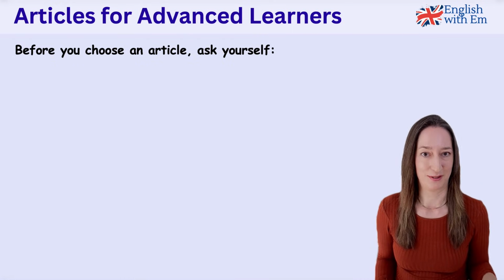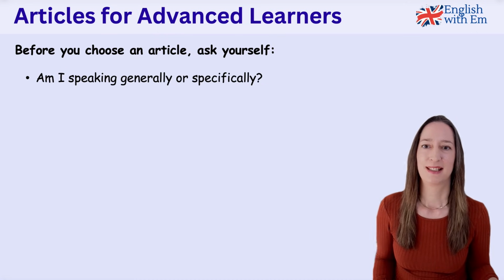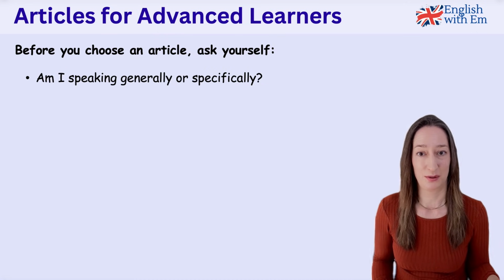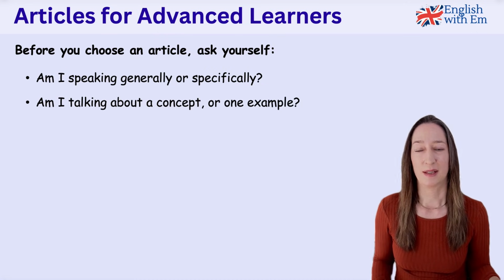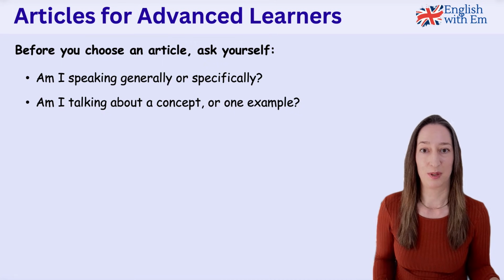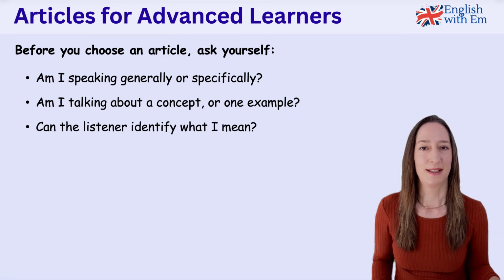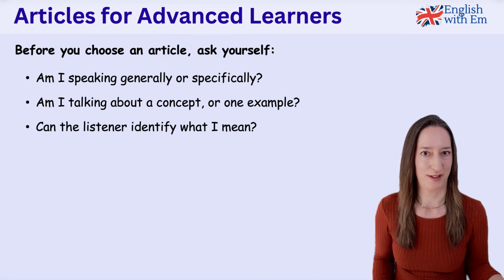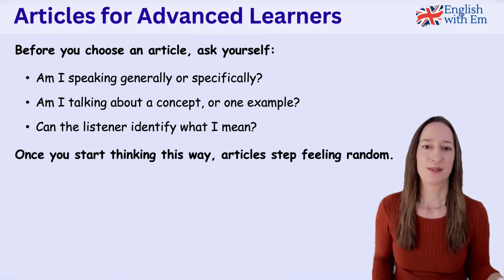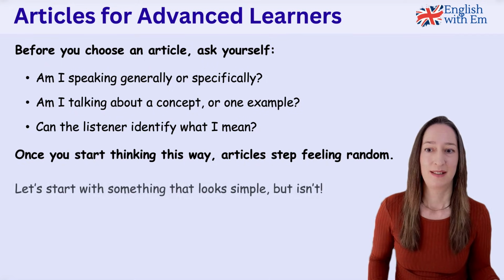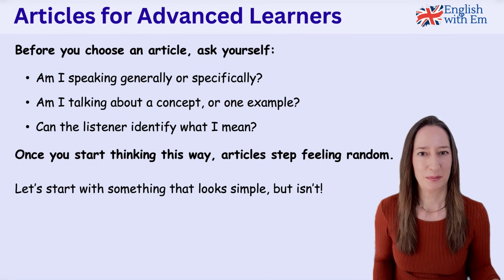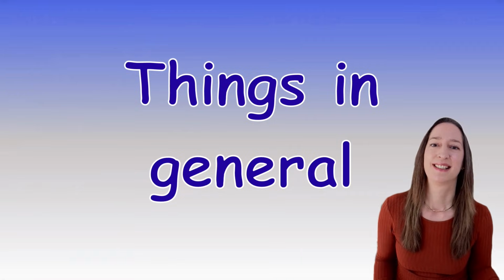Before you choose an article, ask yourself, am I speaking generally or specifically? Am I talking about a concept or one example? Can the listener identify what I mean? Once you start thinking this way, articles stop feeling random. Let's start with something that looks simple, but isn't.